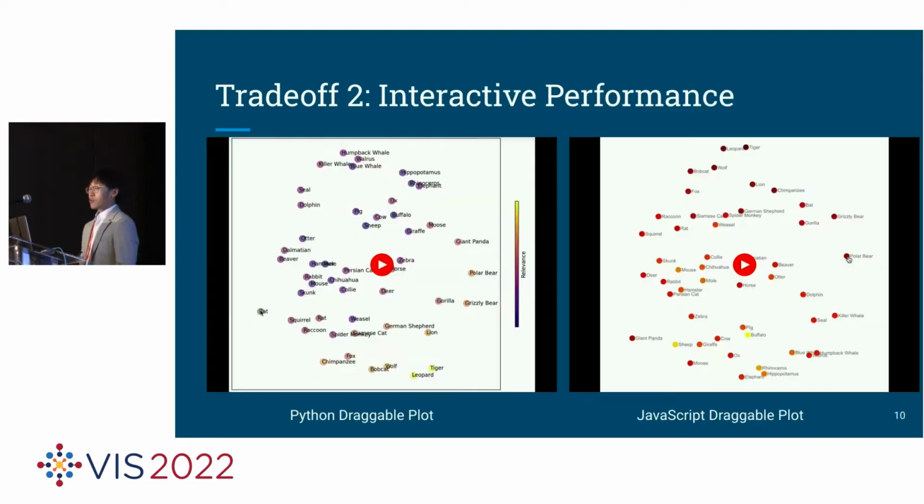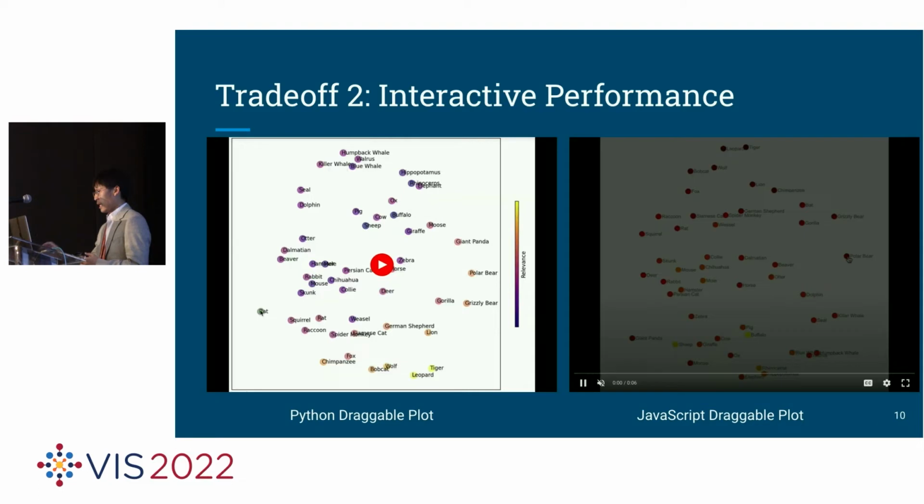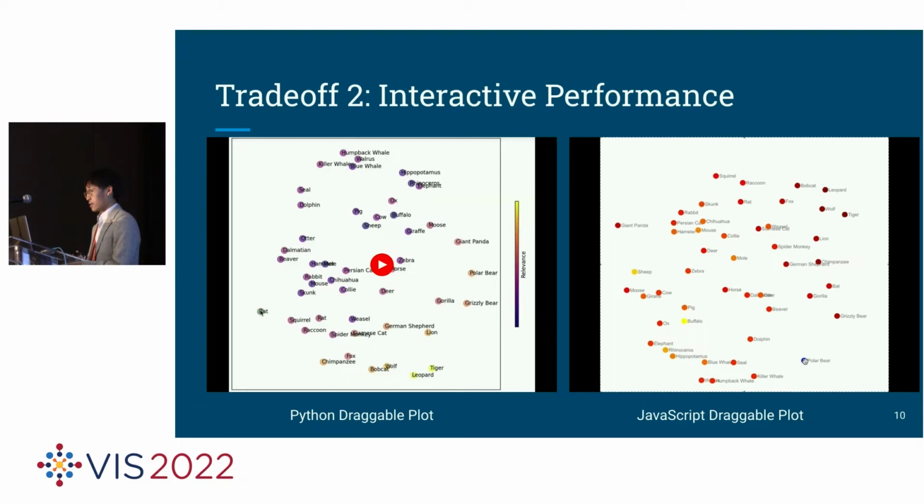The second type of trade-off is interactive performance. To compare the interactive performance for each notebook, we conducted a case study on a small animal dataset to measure the speed of specific methods. Here we only show one demo, comparing the dragging speed of the Python scatter plot and the JavaScript scatter plot. For the Python version, we can see there's great latency when users drag the dot. For the JavaScript one, we can see the dot follows the user's mouse quite tightly.